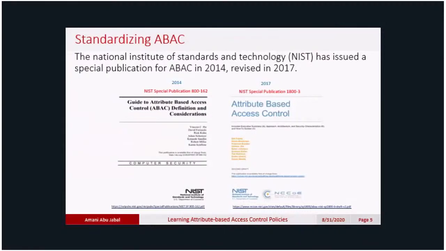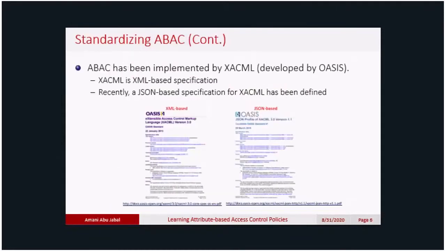ABAC has been standardized by the National Institute of Standards and Technology in 2014. There are industrial products which are publicly available engines. ABAC has been implemented by XACML, which is specified by XML and more recently JSON notation.